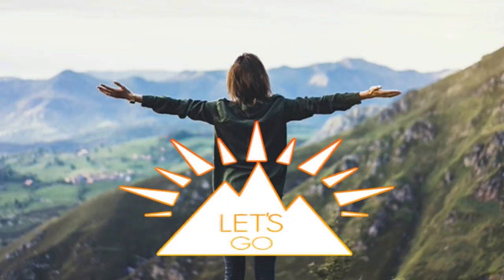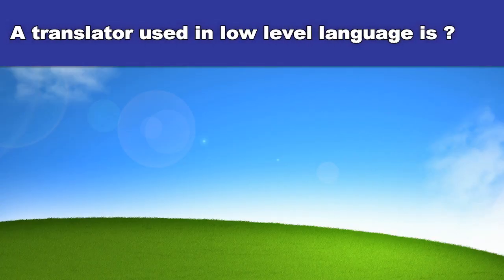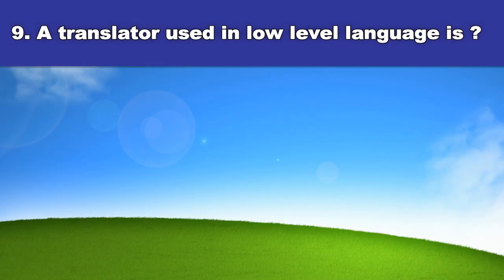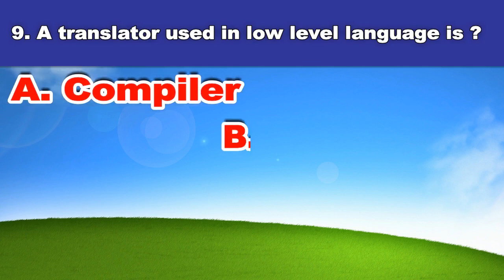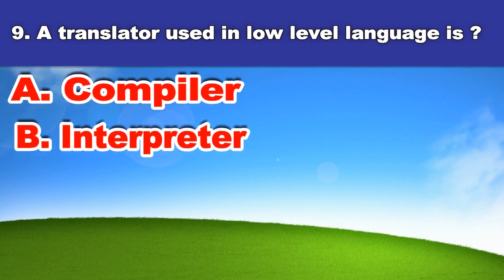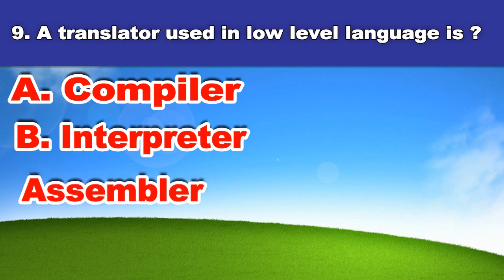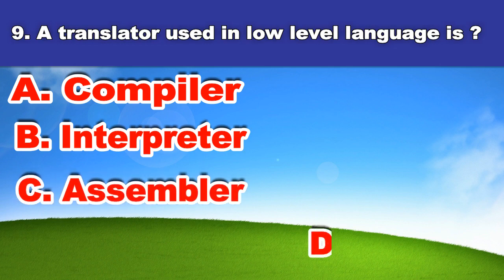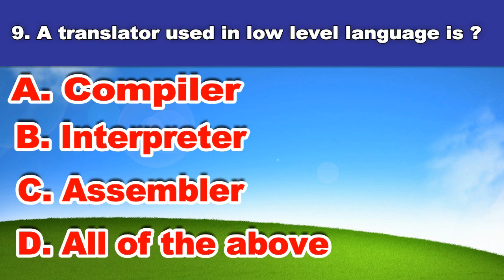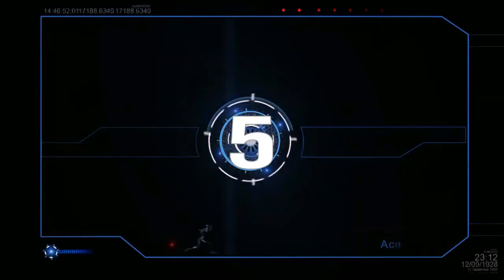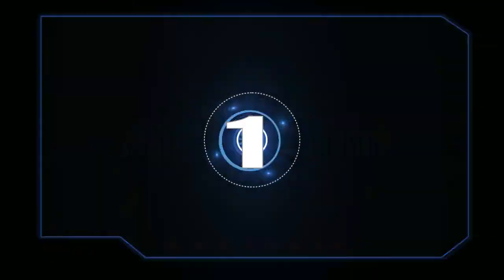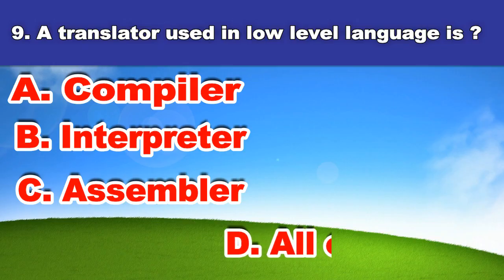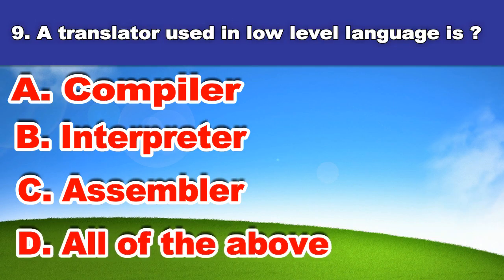Ninth question. A translator used in low-level languages? A. Compiler, B. Interpreter, C. Assembler, D. All of the above. And the answer is all of the above.